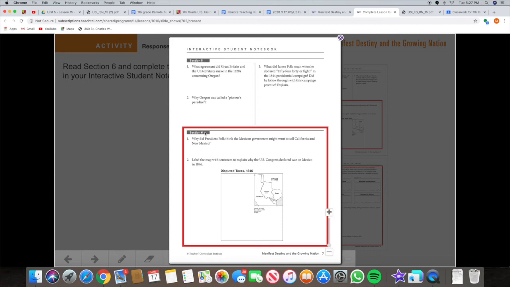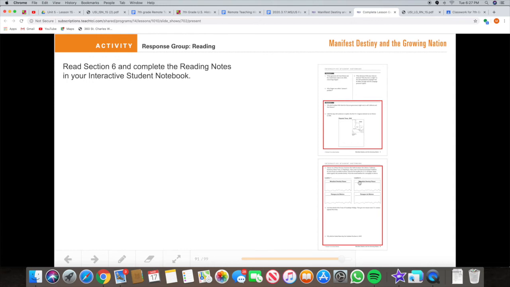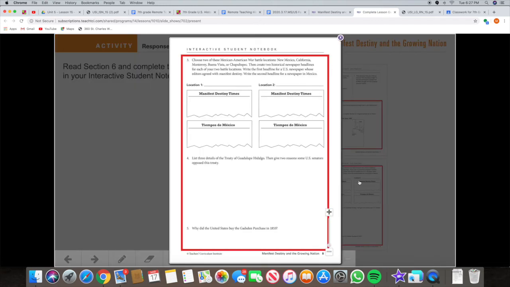Then for number 3, go ahead and pause the video here if you're not done. Then for question number 3, choose 2 of these Mexican-American war battles locations: New Mexico, California, Monterrey, Buena Vista, or Chapultepec. Probably butchered that name. Then create 2 historical newspaper headlines for each of your 2 battle locations. Write the first headline for a U.S. newspaper whose editors agreed with Manifest Destiny. Write the second headline for a newspaper in Mexico.